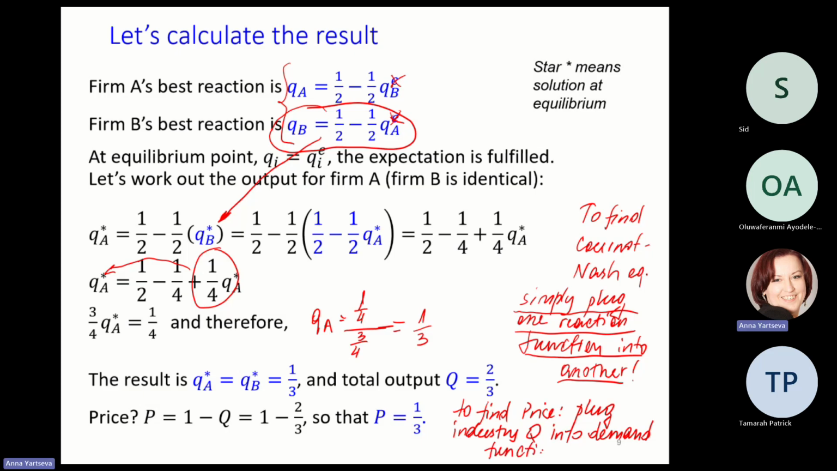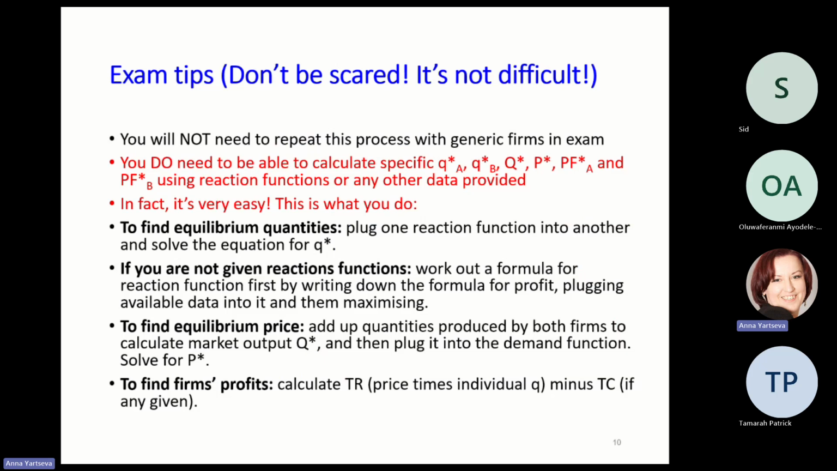Demand function. Of course, we need to work out total output first, and then we plug total output into our formula. Our formula for demand is this one. This is what was given to us in the exercise, 1 minus total Q, right? Total Q is 2/3, and as a result, price is 1/3. And these are the numbers which we've used in our table when I've shown you the comparison of different models.